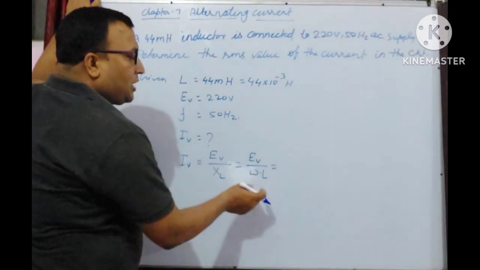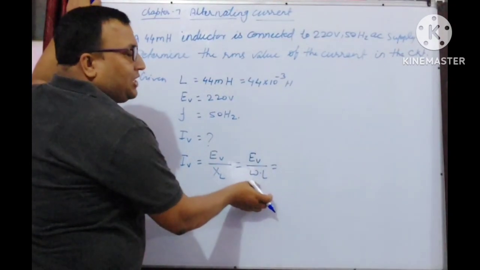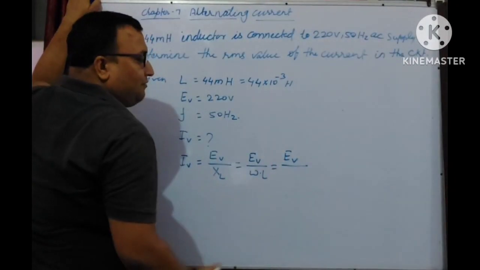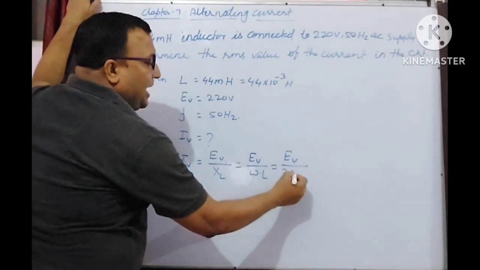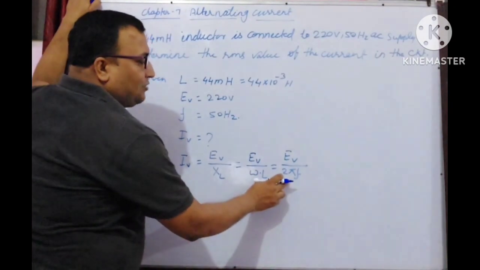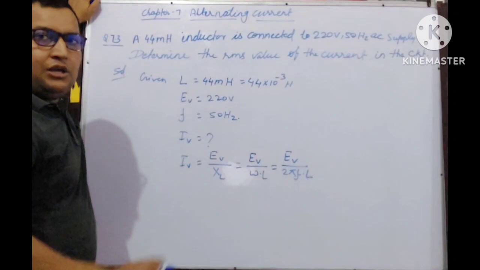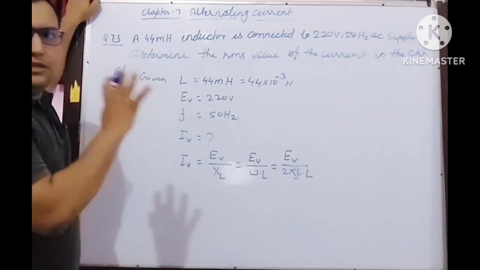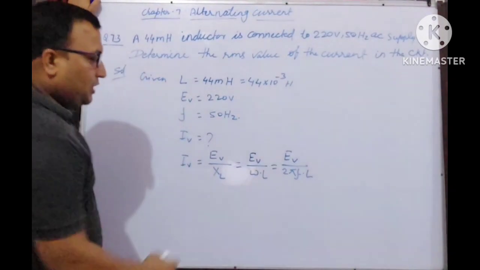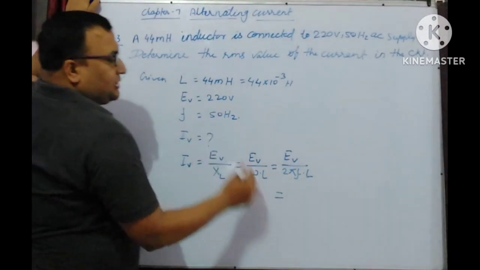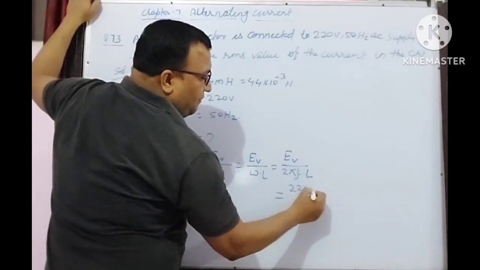I will elaborate more on this formula. A small concept is there, only the formula you have to understand. We all know that omega is 2 pi f, and this is the value of omega into L. Now everything is ready. You have to put in the values and you will get the result. Now I am going to put down the values. The EV value is 220 volt.